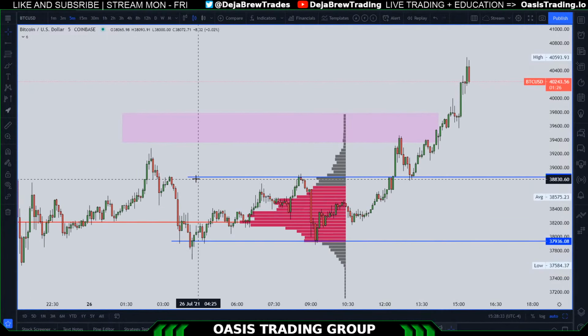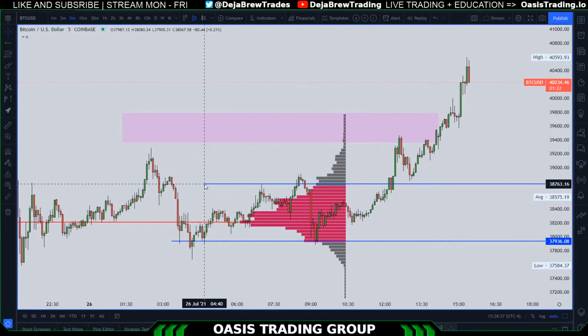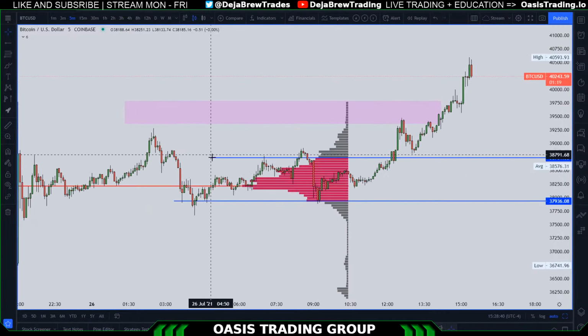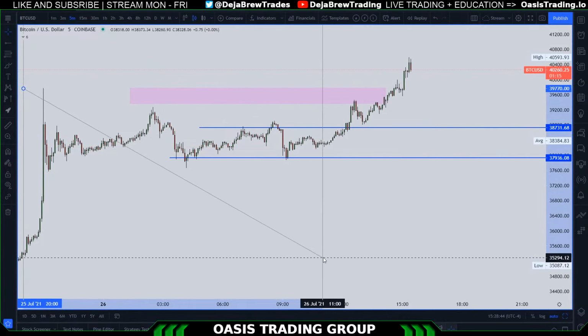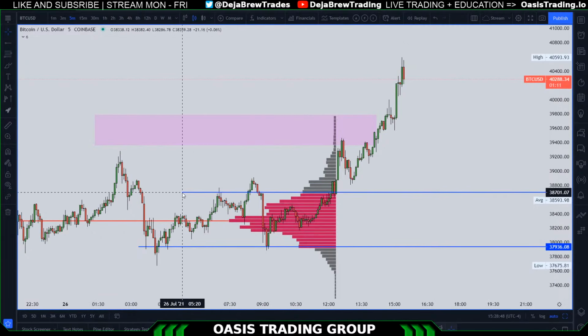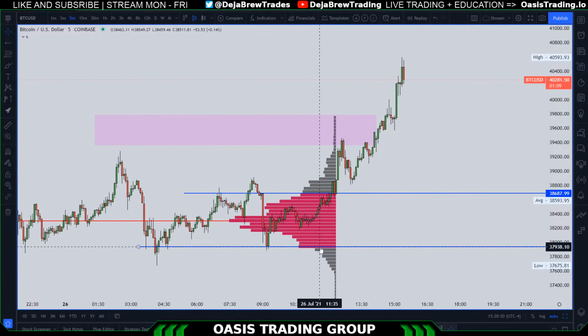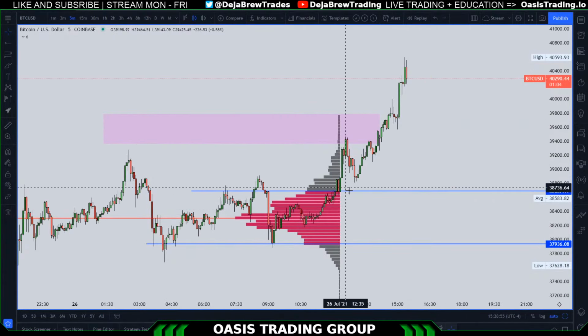Okay, so nothing has really changed. The value area high has changed a little bit. So if you want to pull that down, you could. Everything else has stayed the same. So we're going to keep pulling it. Same thing here. The value area high has shifted a little bit lower. Value area low has stayed relatively the same. And now we're finally starting to see a breakout here.